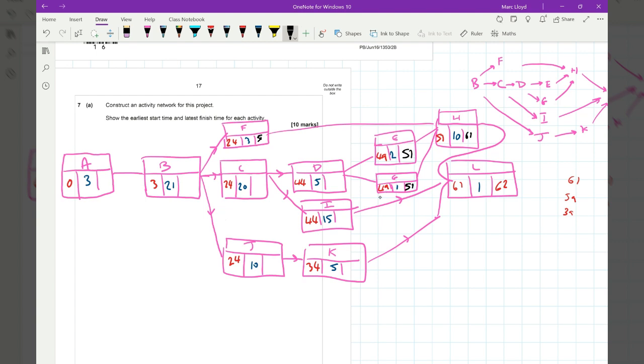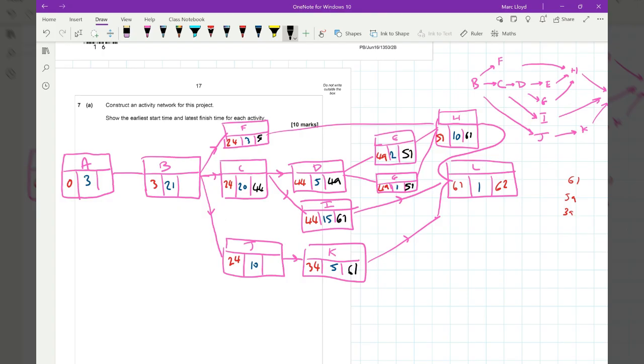We have to take the lowest number now. 51 take 1 is 50. So D is at 49. I is just 61 because it only feeds into L. The same for K. That's going to be 61 as well. For C, 49 take away 5 will give us the lowest number. So it's 44. For B, again, we need that lowest.